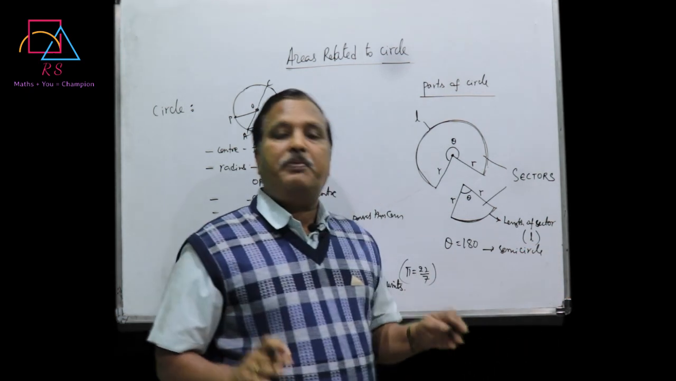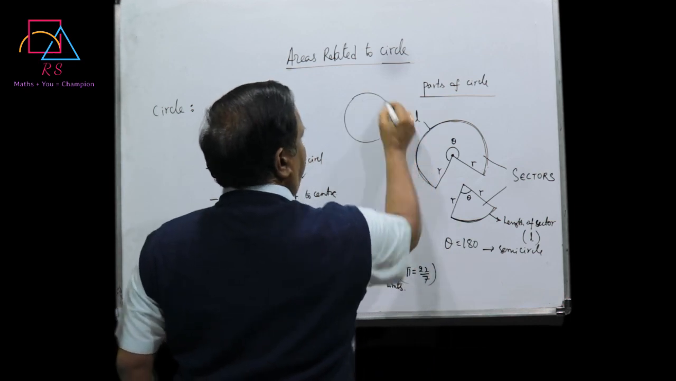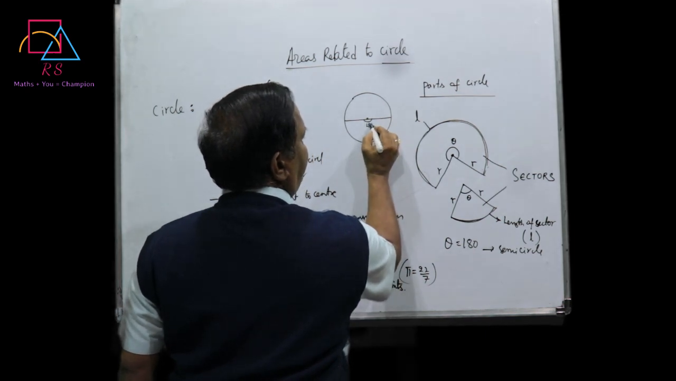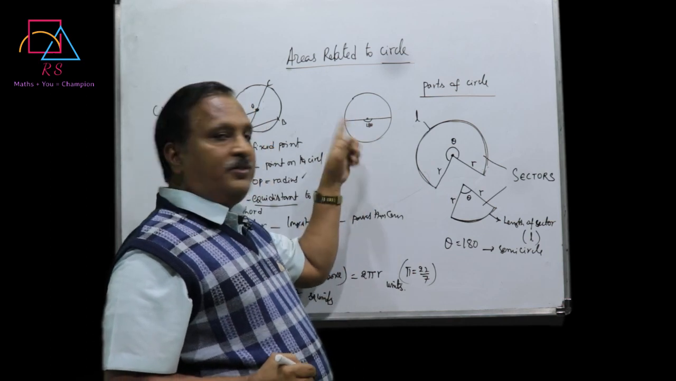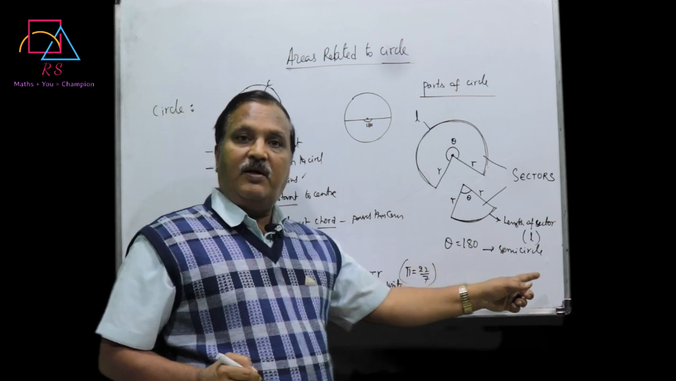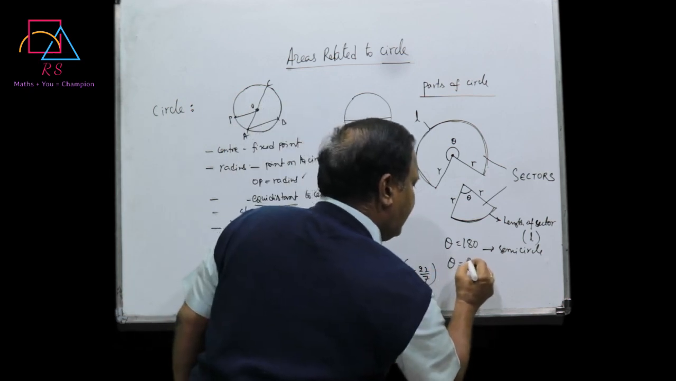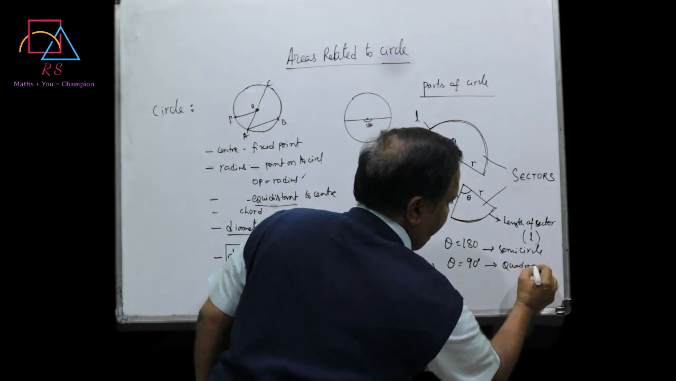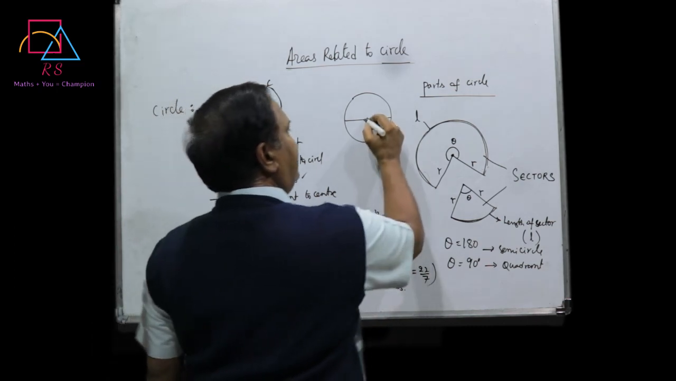That means both parts are the same. It will be coming like this. This is 180 degrees, a straight angle. So you will be getting a semicircle. That means we can also call this a sector. A sector with 180 degrees, we also call a semicircle. Suppose if the sector angle is 90 degrees, we call it a quadrant. Quadrant of the circle. 4 quadrants make 360 degrees.